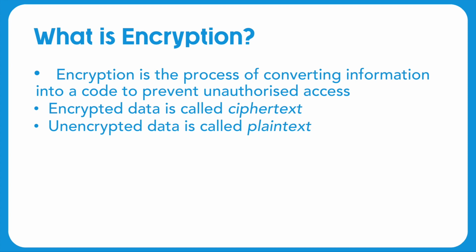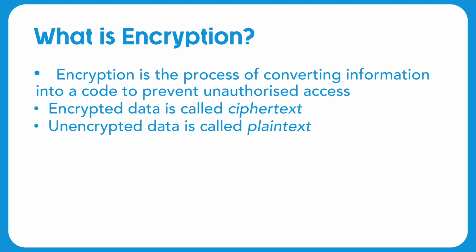Only those with the correct key can decrypt the ciphertext and convert it back to its original understandable form, which is known as plaintext. This process is known as decryption. It's important to remember that encryption doesn't stop someone from being able to get hold of any message. Instead, it makes sure that if they do get hold of it, they can't understand it.